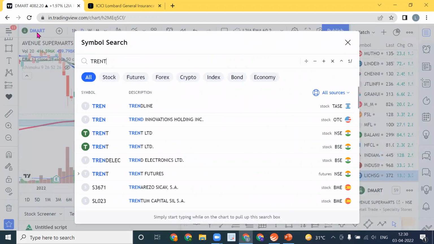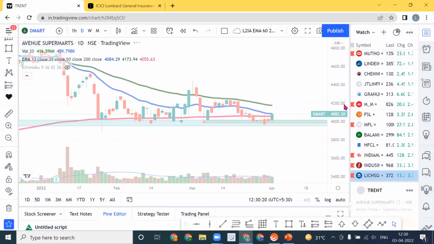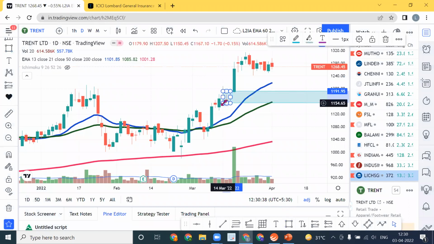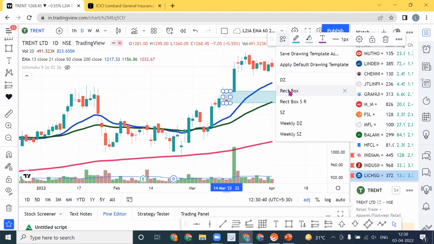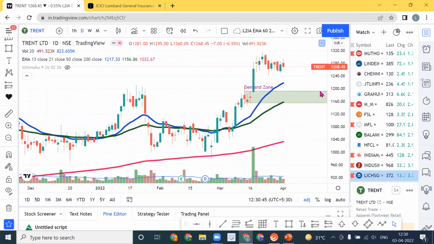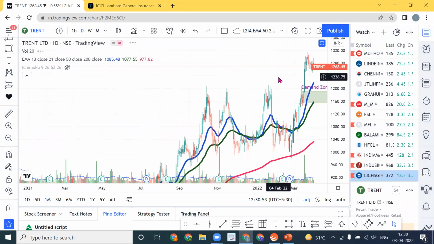Let us see Trent. See here, Trent is doing very well. Okay, performance is looking nice. Rally, base, drop, rally, base, drop. So the nearest rally you can see here is at this level. Okay, so it's a good stock to buy, Trent, at this level. It is moving up. I believe it must be at the all-time high levels. Yeah, it is at the all-time high levels.